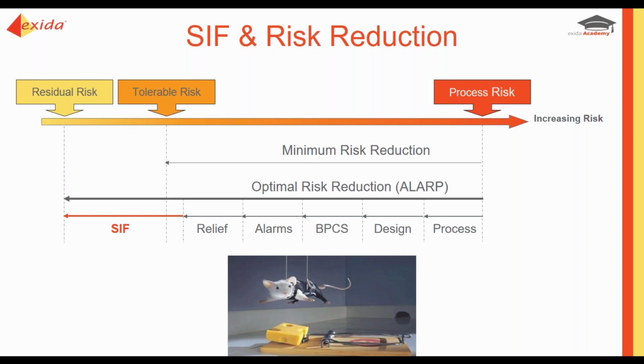So this is after you've already taken into consideration the process, your design, your basic process control systems. This is on top of your alarms and your operator actions. This is on top of any relief valves that you may have. So your SIF is what you put in place when you realize your process is too risky to open up as is. You needed to put an extra set of equipment to bring the risk down to a level that your company is saying is okay, or the general population thinks is an okay risk level.